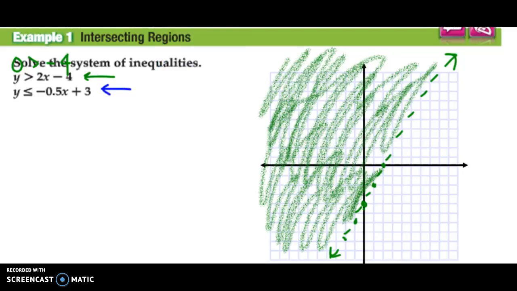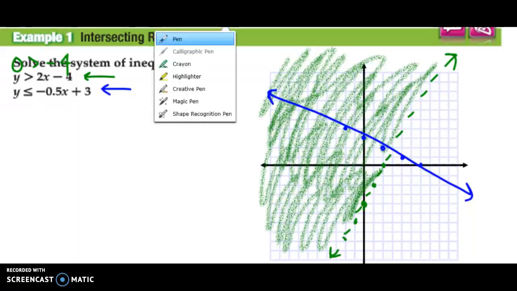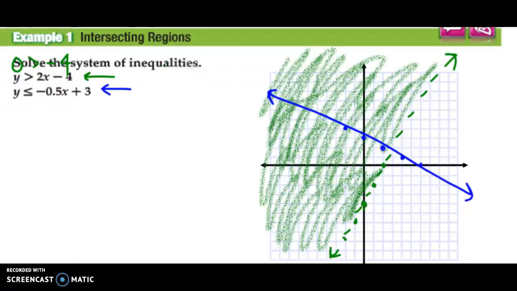Y is less than or equal to negative 1/2 x plus 3. So I start at 3, and my slope is negative 1/2. So I go down 1 over 2, down 1 over 2, down 1 over 2, or I could go up 1 and back 2. So you see I have a line right there. I see my symbol is less than or equal to. Since it's equal to, it's a solid line. And we have to figure out which way we're going to shade. Less than means we generally shade below, but also if we put the point 0, 0 in there, 0 is less than or equal to 3, which is true. So I'm going to shade below it.